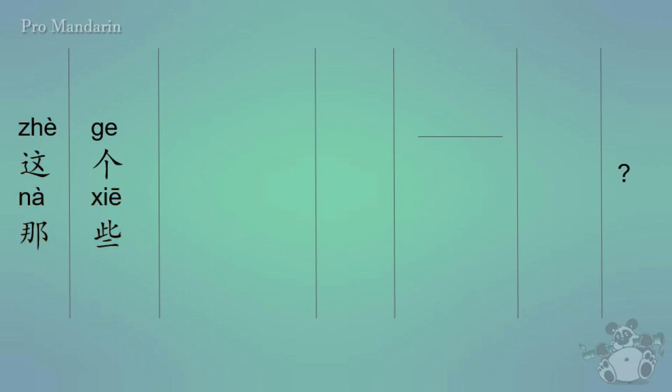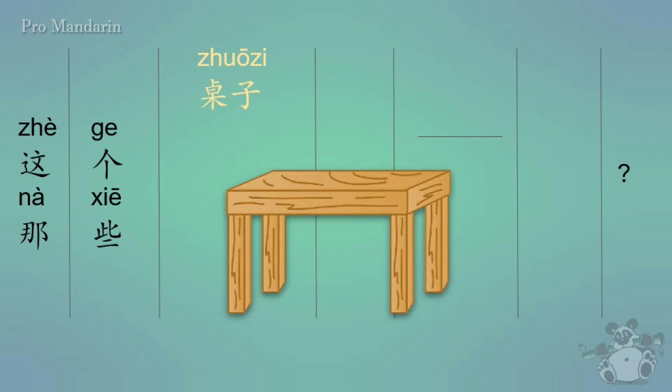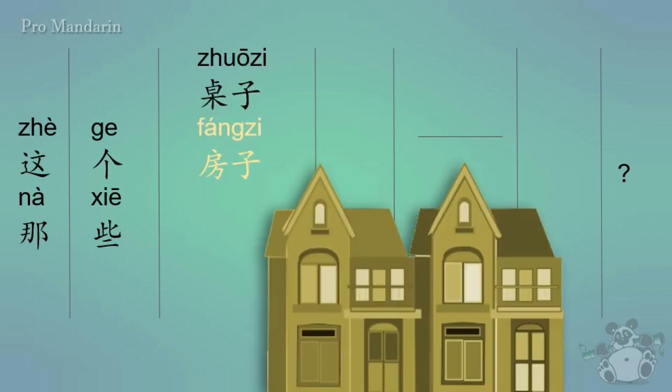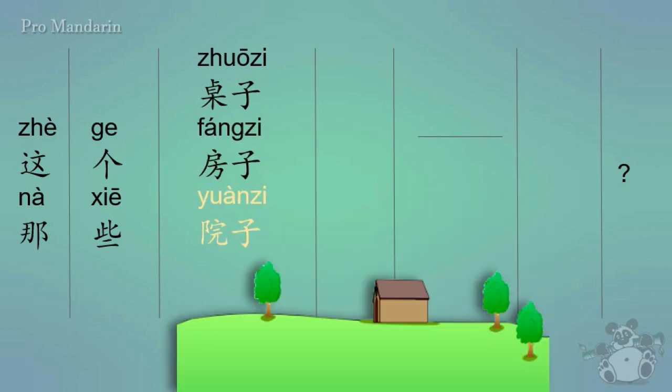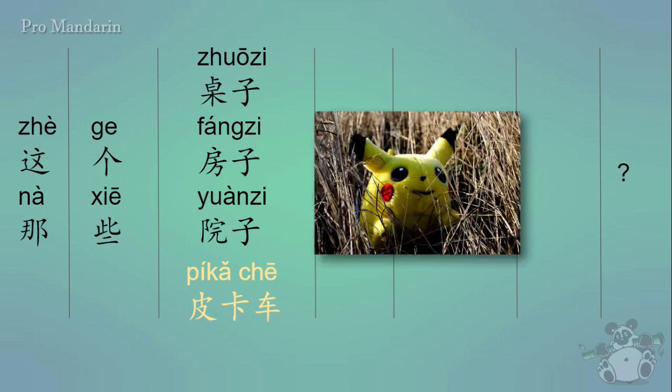This 些 comes from the word 一些, which means some. So if you take off the 一 before it, and you pair it up with 这 or 那, then you get these and those. Now this next column we're going to have 桌子, which means table, and then 房子, which means building or house, and then 院子, which means yard, as in the yard around a house, and then lastly in this column 皮卡车, which means pickup truck.